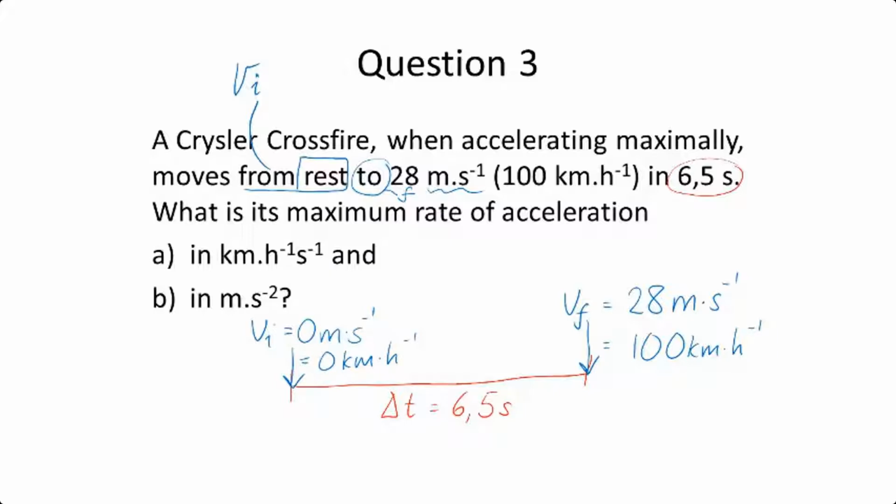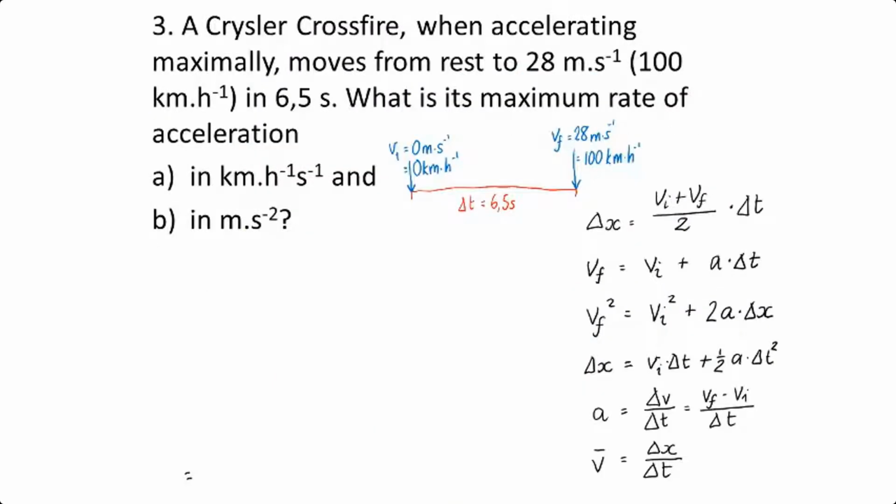Then we must determine, what are we being asked? What is the maximum rate of acceleration? That's what we're being asked. What is acceleration? And we have to give it in these two units, kilometers per hour per second and meters per second squared. So let's start with A.